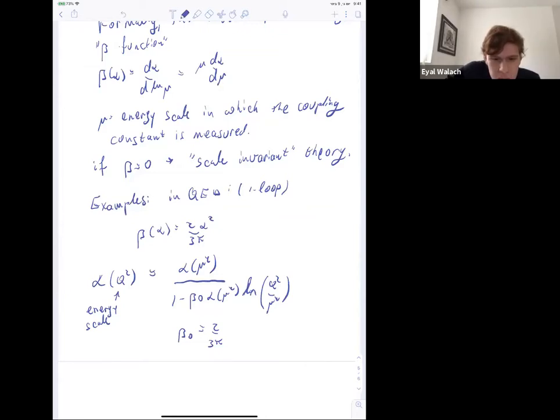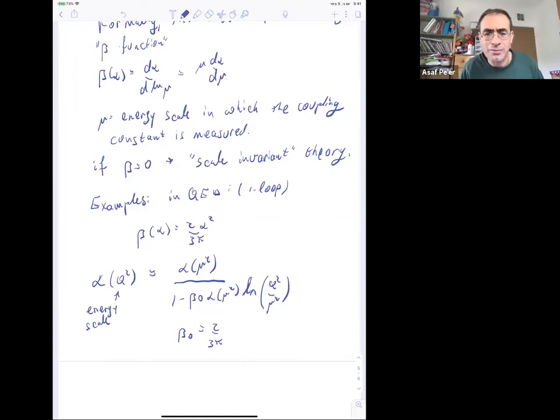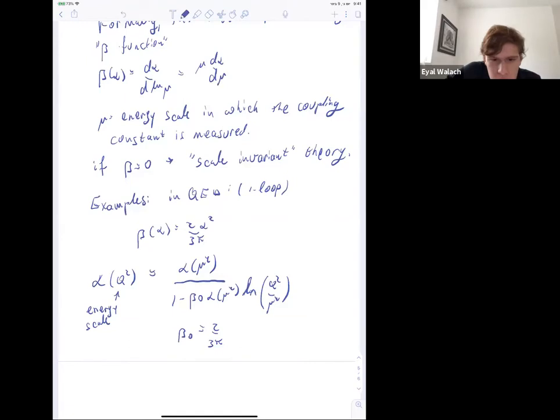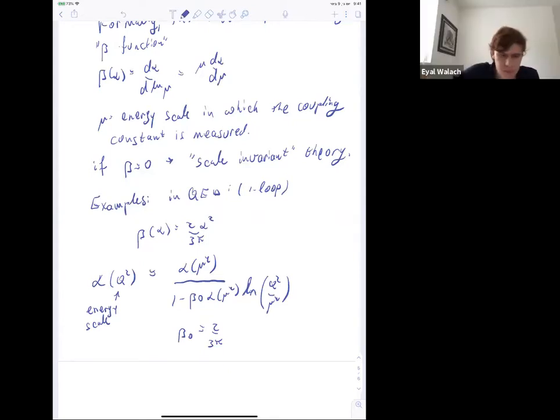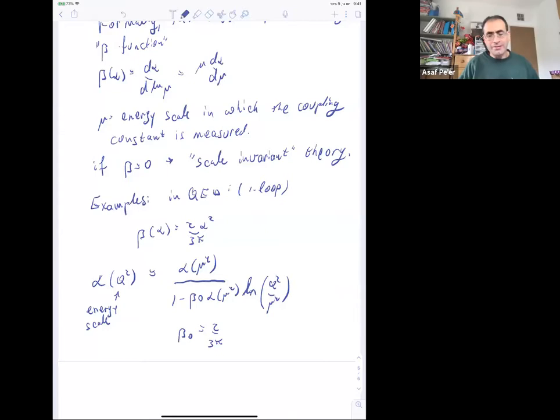Is the second line beginning with alpha of Q squared a result of the first line? Sorry, the second line? Is the alpha of Q squared a direct result from the equation for beta? No, you cannot see it directly from beta. You have to do the full calculation. The logarithmic term, you have to do the full calculation. Okay, thank you. I'm not deriving it. I didn't derive what beta is here, and I didn't derive this. I just tell you the result.